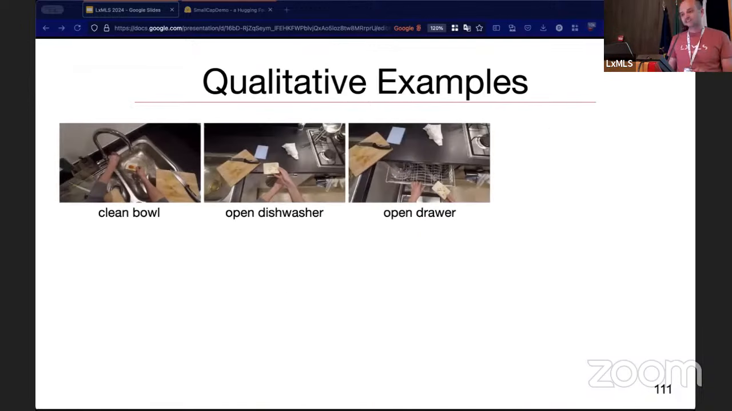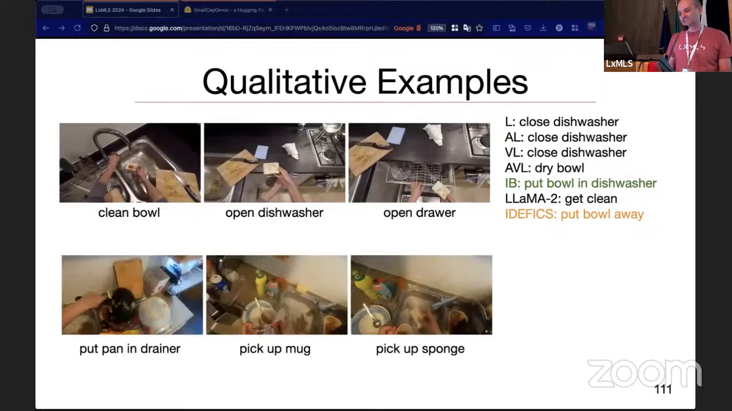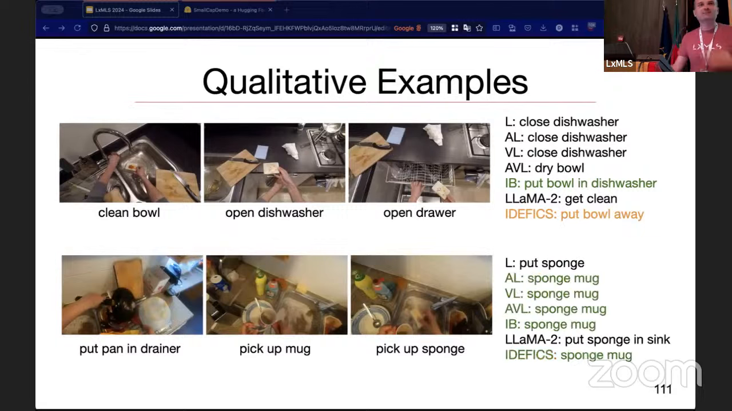We have some qualitative examples here. We've seen this one already. The answer is definitely something about putting the bowl in the dishwasher. Most of the models want to close the dishwasher, which is a bad continuation. And here's another example sequence where you're putting the pan in the drainer, you're picking up the mug and you're picking up the sponge, and it's something to do with cleaning the mug or sponging the mug. It's definitely not putting the sponge in the sink like Llama 2 wants to predict. And so we're really seeing some of the problems here of not being able to attend to the visual data.